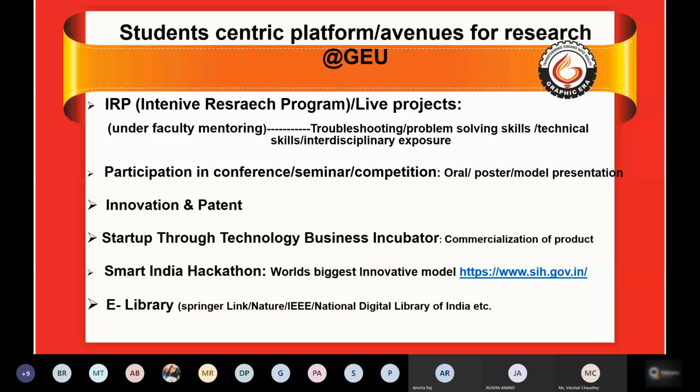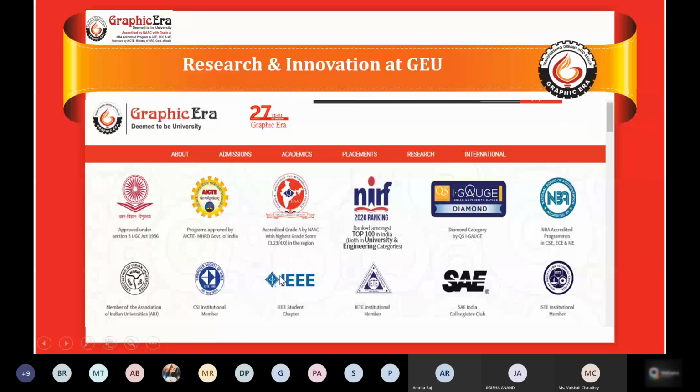Okay, so this slide is showing the achievements of Graphic Era, where I've put the different monograms. Here it is saying that it is UGC approved, right? And it is UGC approved under Section 3 of UGC Act 1956. Then the programs are approved by AICTE, MHRD, Government of India. Likewise, our BTech Biotechnology program is approved by AICTE. Then we have a NAAC accreditation, which is highest in this area, next to IIT Roorkee.